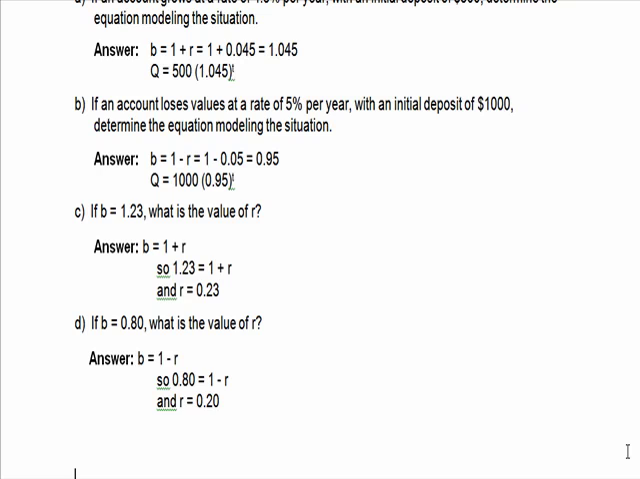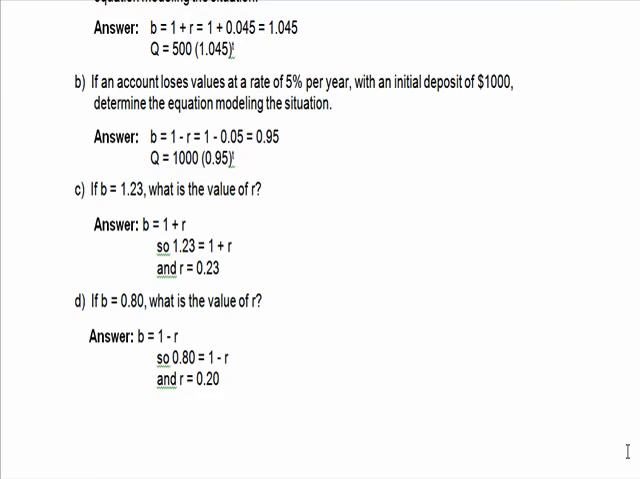And lastly, if B is 0.80, what's the value of R? Well, I notice that B is between 0 and 1, so this must be decay. So the formula we use here is B equals 1 minus R. So 0.80 equals 1 minus R. And if I do the math, I learn that R is 0.20, or 20% decay. So this is a decay, and the rate that we are decaying is 20%.